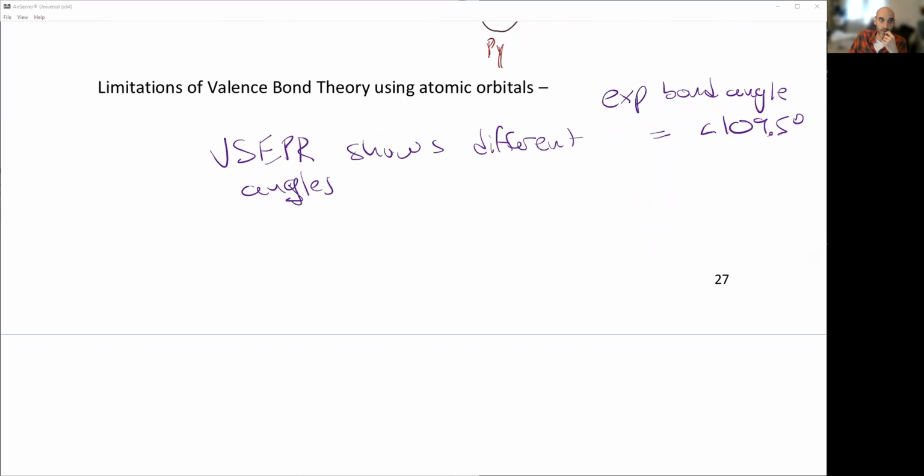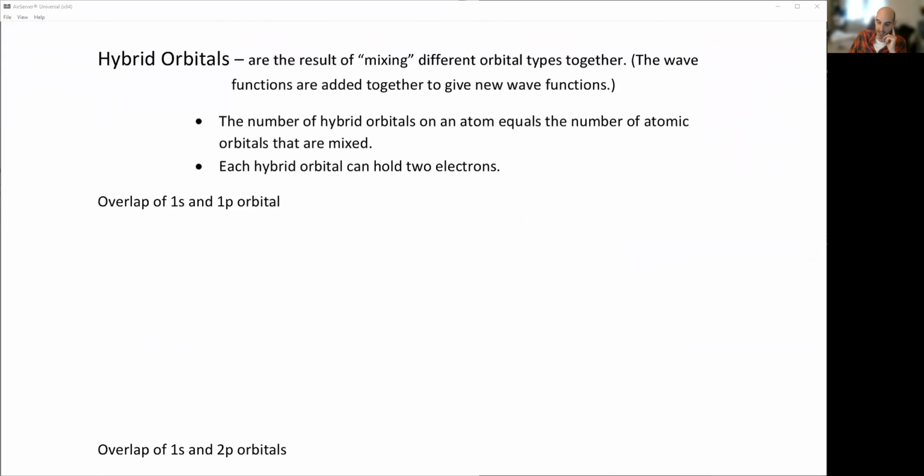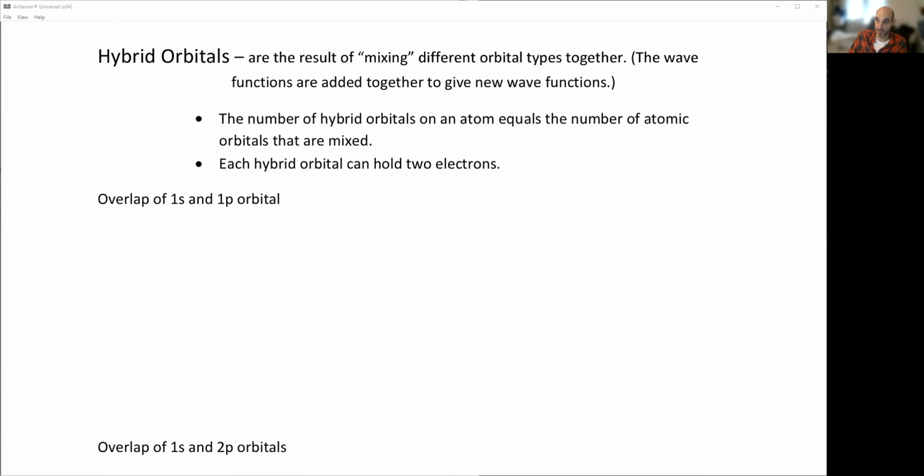So there is some proper situation that we have to look at. And so that's where we come up with the idea of hybrid orbitals. Hybrid orbitals is we're going to be mixing different orbital types together and kind of taking the average of what they all kind of look like.